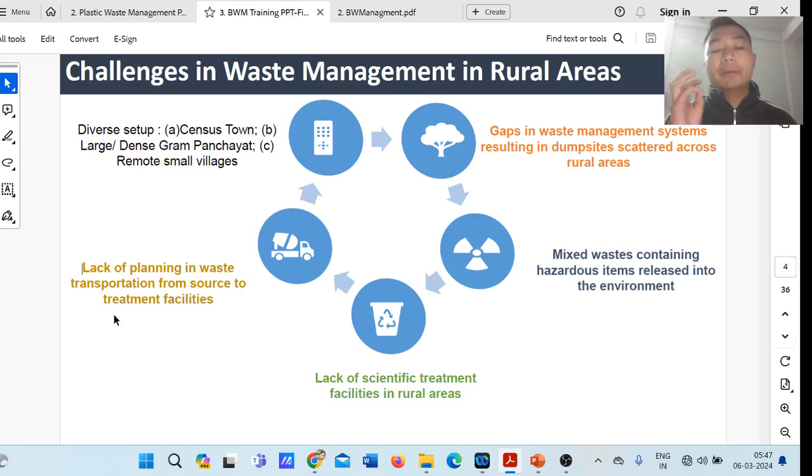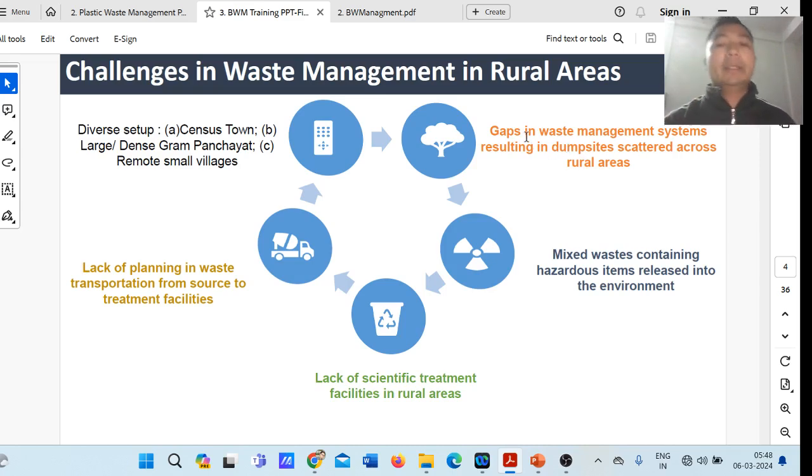One is the lack of waste transportation, lack of storage, lack of scientific methods of treatment, and mixed waste containing higher-risk items released into the environment. I don't know how many of us use a segregation method of waste at home, but we see different wastes mixed in one dustbin. That is a very dangerous health hazard that we see in the waste management system, resulting in dump sites scattered across rural areas.